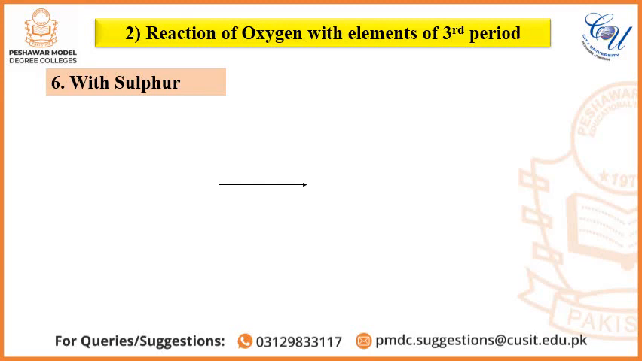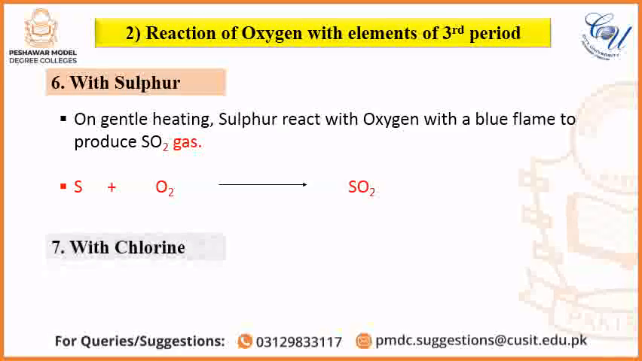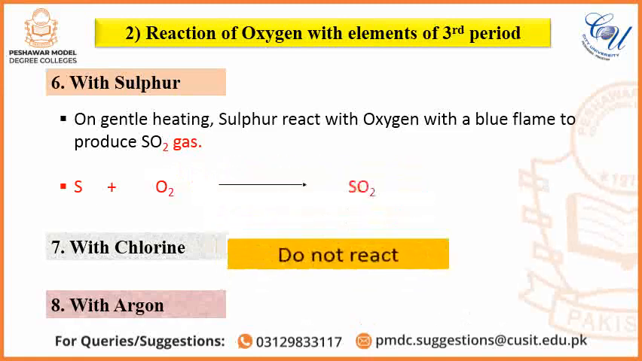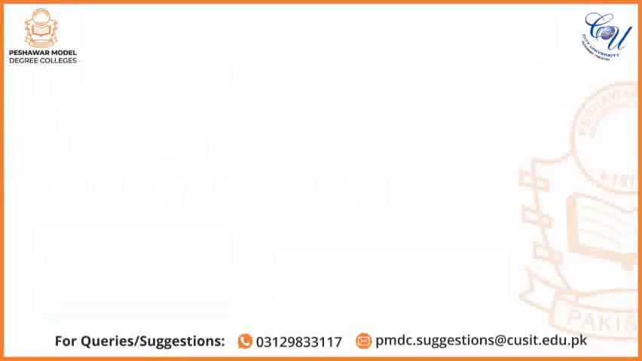When oxygen reacts with a member of third period, that is sulfur, it forms a blue flame to produce sulfur dioxide gas. And with the same oxygen, when chlorine is reacted, they show no reaction, neither for chlorine nor for argon.